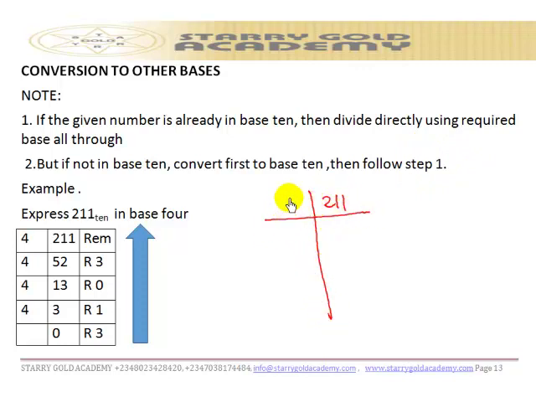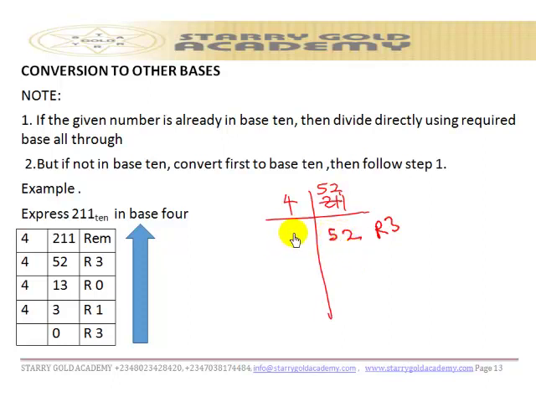Want to convert 211 to base 4, so we're using 4 throughout. 4 in 21, 5 remainder 1. 4 in 11, 2 remainder 3. So 4 in 211 is 52, remainder 3.